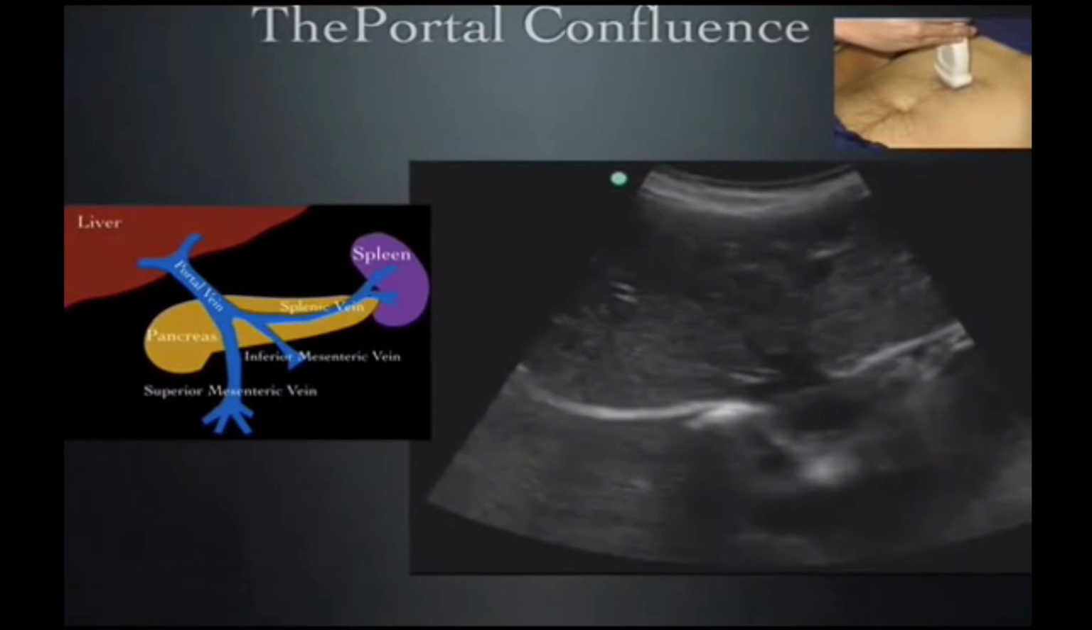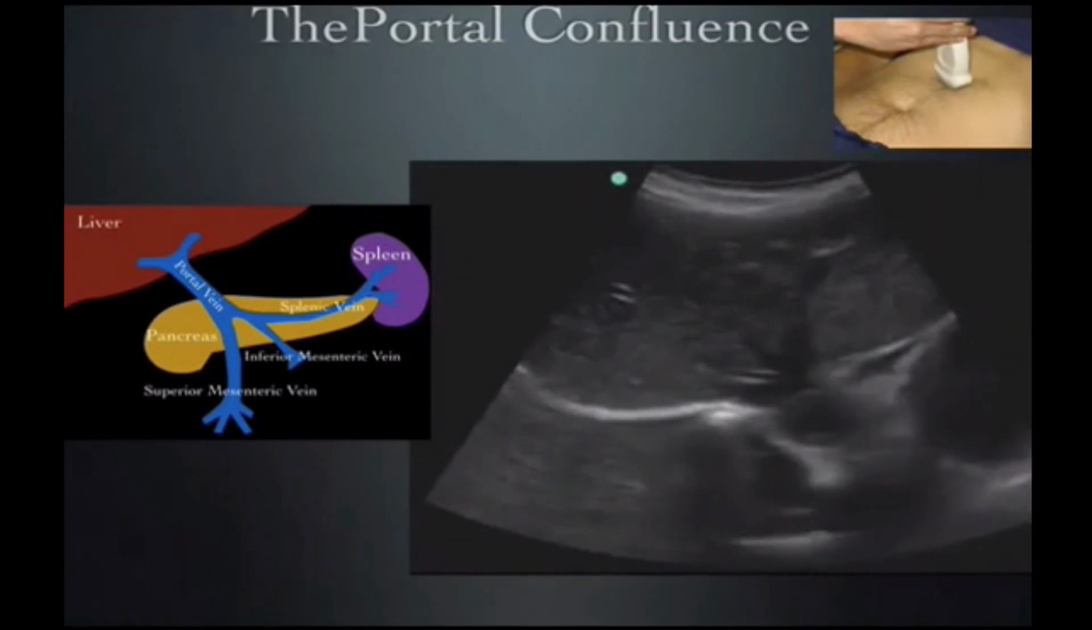So let's get a look at that here. Now we're starting at the superior portion of the abdomen. The probe indicator is pointed to the patient's right, giving us a short axis view of the body. This right here is the inferior vena cava at the point of the portal confluence. You'll see as we start the video, the hepatic veins converging on the IVC.